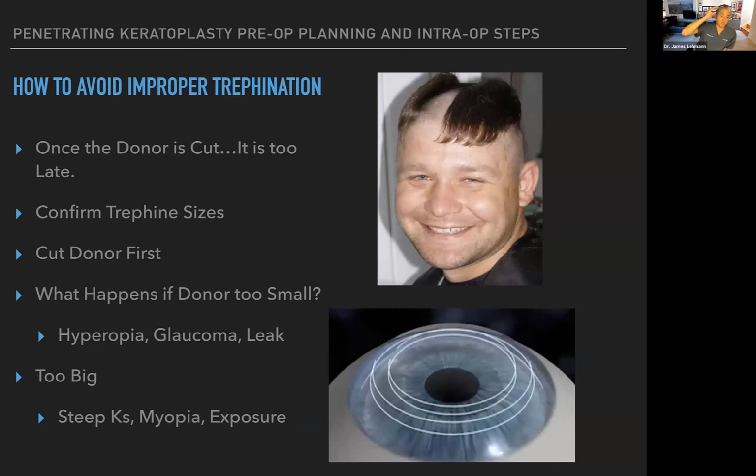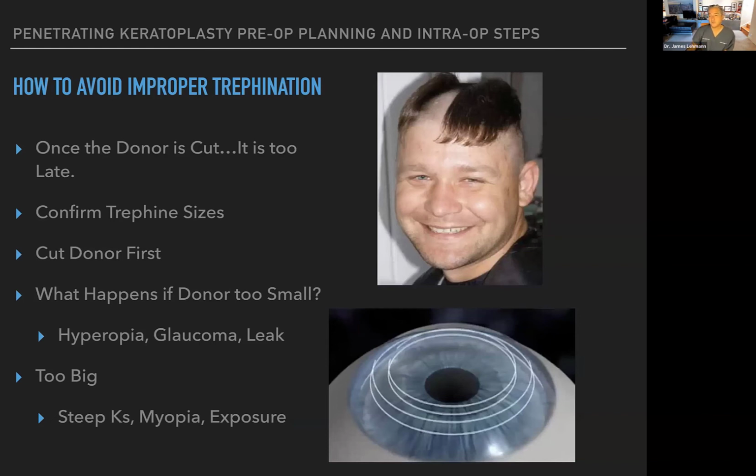So the first thing you want to do is confirm the trephine size with your assistant and the nurse several times to make sure you're on the same page. You always cut the donor first. If the donor is too small, you're going to get hyperopia, glaucoma, and wound leak. And if it's too big, it's going to look ugly. There's going to be myopia, steep Ks, and exposure. So again, confirm the trephine sizes.